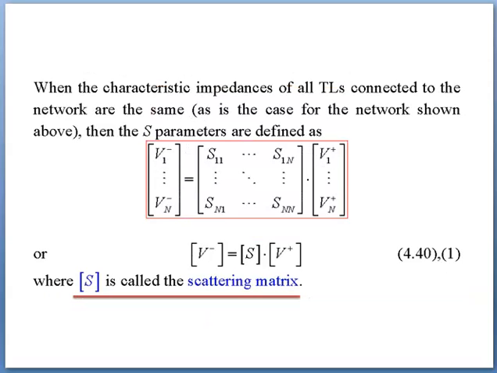When the characteristic impedance of all the transmission lines connected to the network is the same, as in the network shown above, the S parameters can be defined as V1 minus up until Vn minus is equal to the S matrix, S11 up until Snn, times V1 plus up until Vn plus. Or you can write it as V minus equals S, the scattering matrix, times V plus.